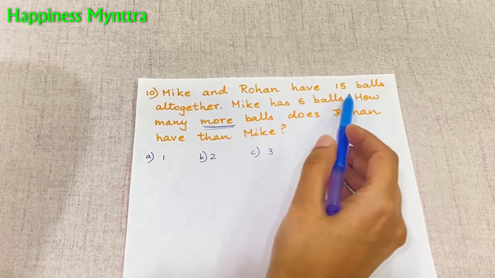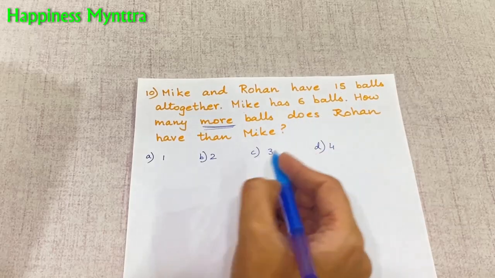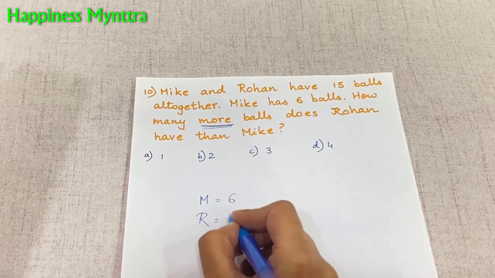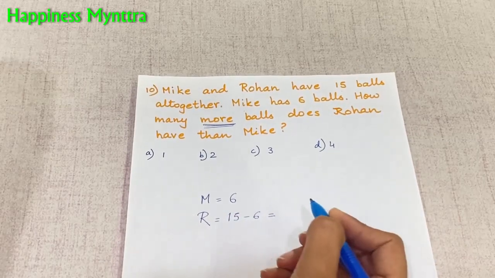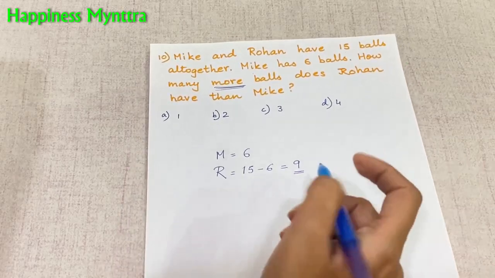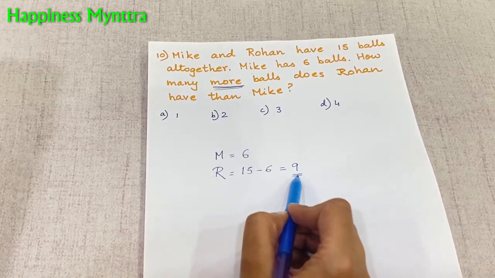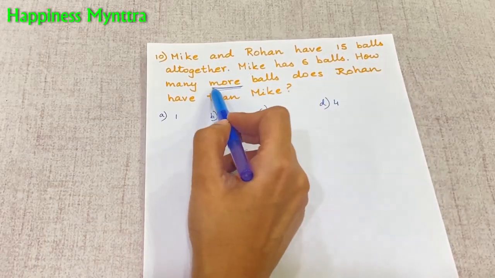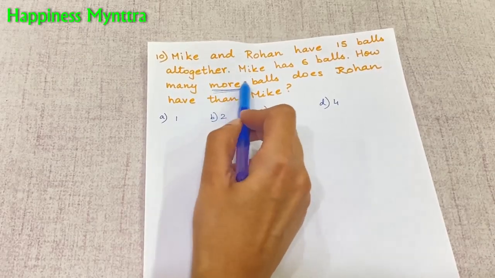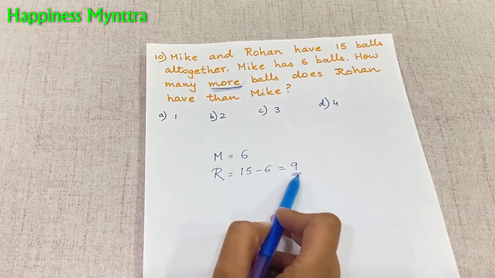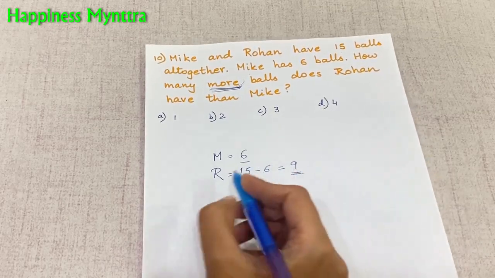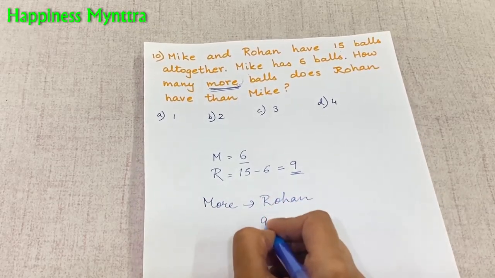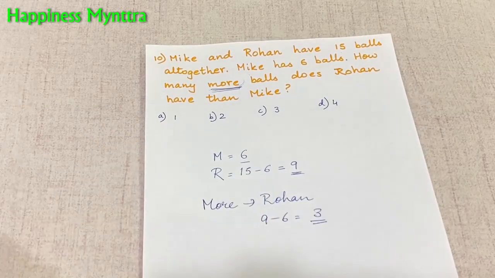So when we say that Mike and Rohan have 15 balls and Mike has 6 balls, so we'll write Mike 6 balls and let's see how many does Rohan have. That would be 15 minus 6, which is 9 balls, right? So Rohan has 9 balls, but what the question says is not how many balls does Rohan have. The question asks how many more balls does Rohan have, which means that since Mike has 6 and Rohan has 9, the more balls belong to Rohan, which is 9 minus 6, and that's 3, right?